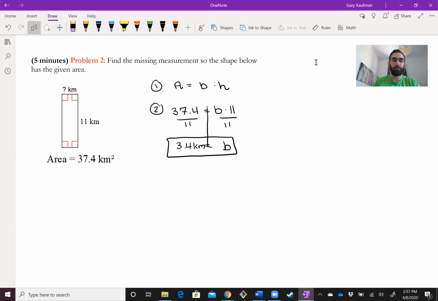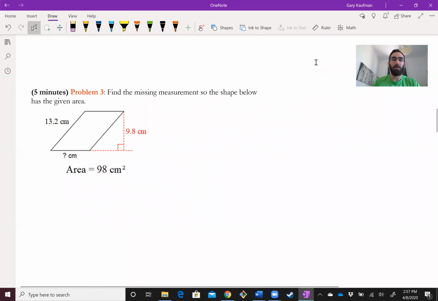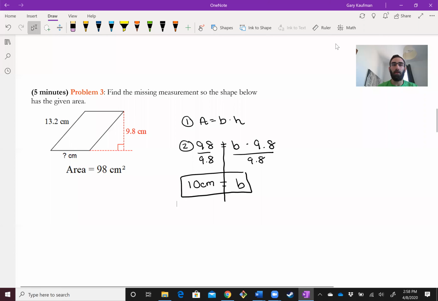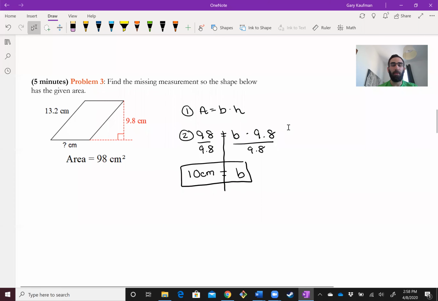Problem 3. Here's problem 3. We have a parallelogram. Here's the answer to problem 3. Now, if you had gotten, say, 7.424242, the reason you got that was you used the wrong measurements.